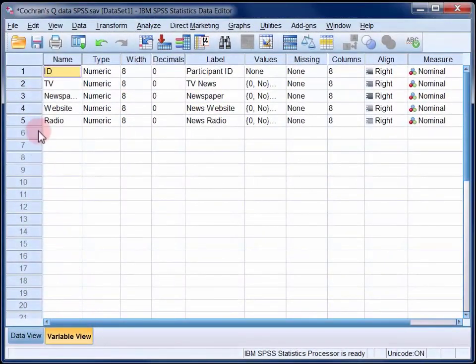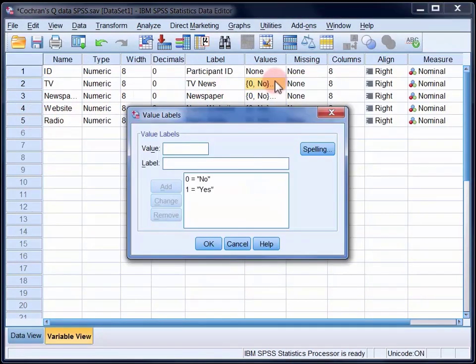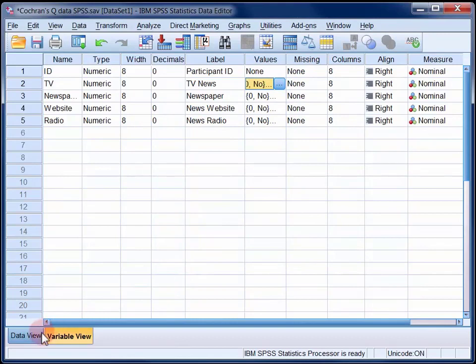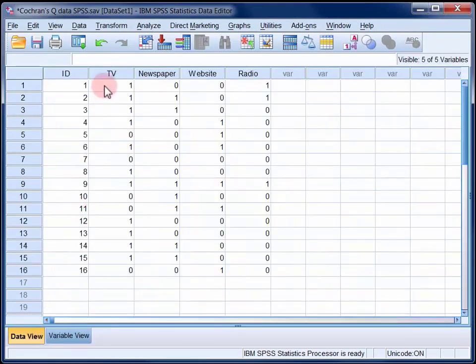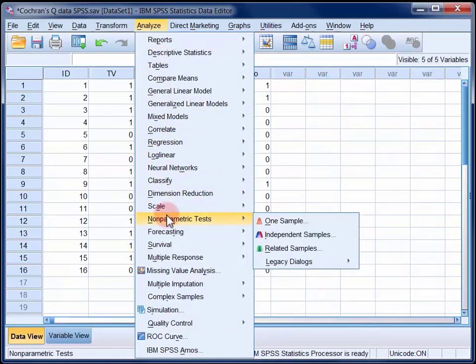In the data file, we have a variable set up for each of the 4 types of media. These variables have been used to indicate whether or not each participant consumed each type of media in the previous 24 hours. Now, if we swap to the Data View, I can see that participant number 1 consumed television news and also radio news in the 24 hours prior to being polled, whereas participant 2 consumed TV news, newspapers, and radio, and so on. So in the Analyze menu, select Nonparametric Tests.